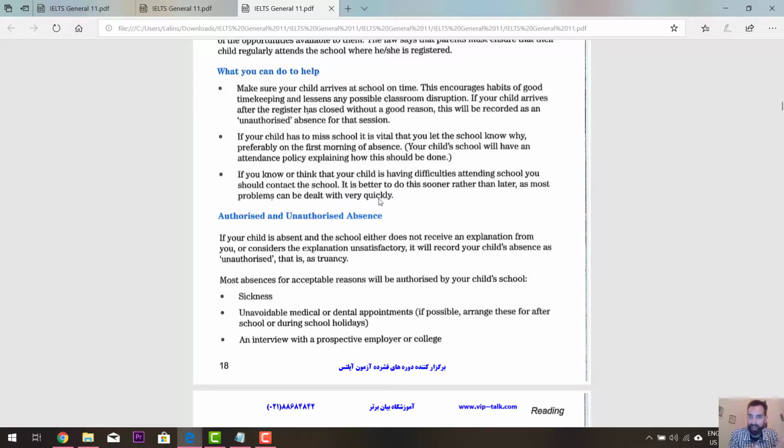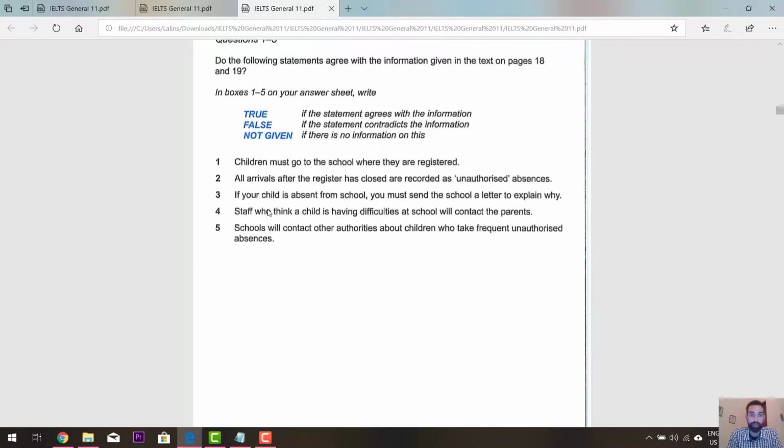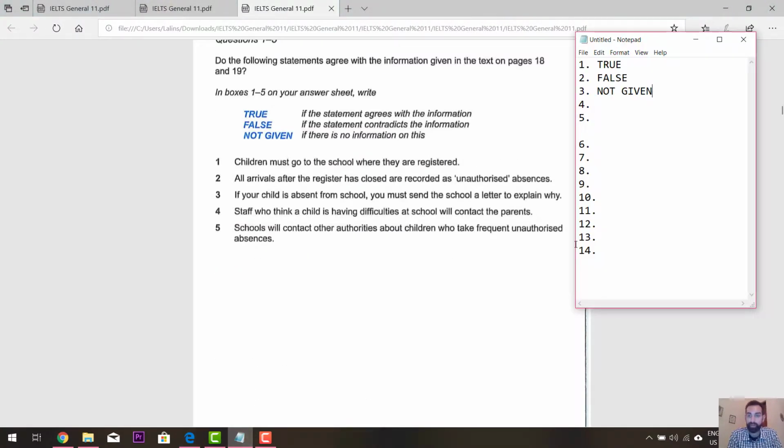See, now, that was mentioning the parent dealing with the child. If the child is having difficulties at school, it's not the staff, it's the parent who should be contacting the school about difficulties attending school. So it didn't mention anything about the staff there. You can see it's only talking about if you know or think that your child. So they're talking about the parents, which means the staff is not mentioned, which means again, the answer to this question is not given, because it doesn't mention anything about staff.